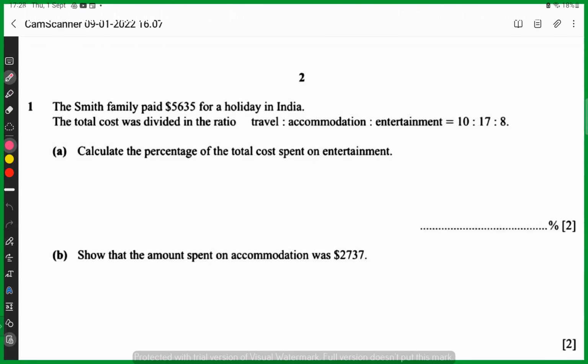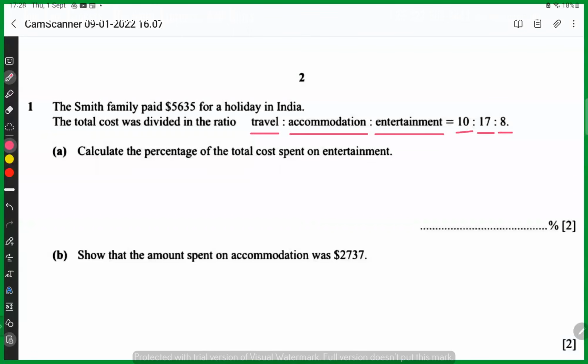Now I'll tell you. First of all, if you add 10, 17, and 8, that makes it 35. Now please pay attention. I need to explain the idea in these ratios. This 5,635 is being used in 35 parts. 10 parts of that are basically used for traveling, 17 parts of that are basically used for accommodation, and 8 parts of that are basically used for entertainment.